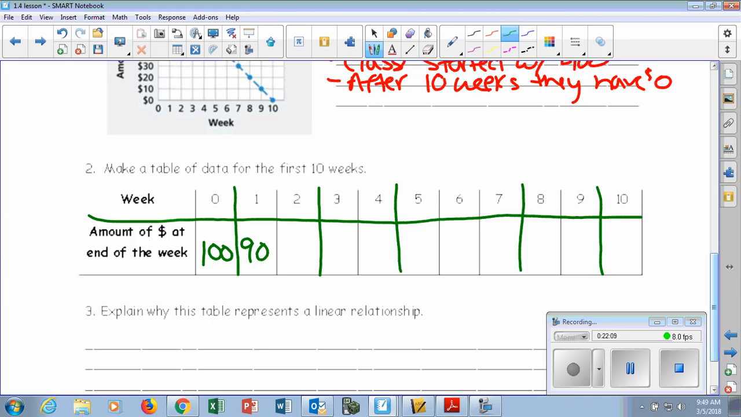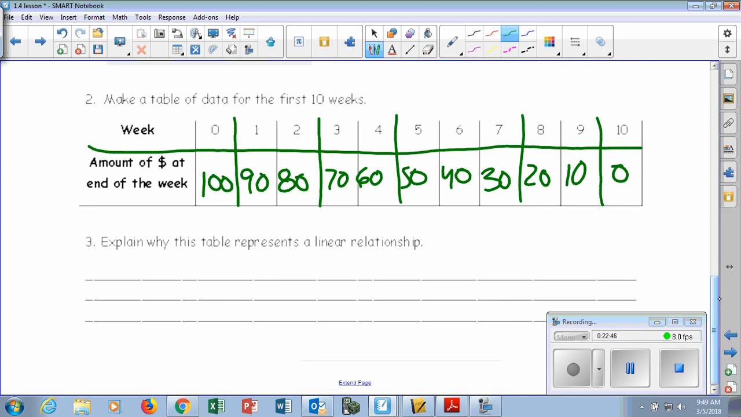And Samantha, can you tell me 2, 3, and 4? At week 2, how much money am I at? 80. Week 3? 70. Week 4? 60. Do we see a pattern going here? Ava Demers, week 5, 6, and 7. Okay. Perfect. And then Aiden, 8, 9, and 10? $20? $10? $0. So based on that graph that we just had, we were able to create our table.